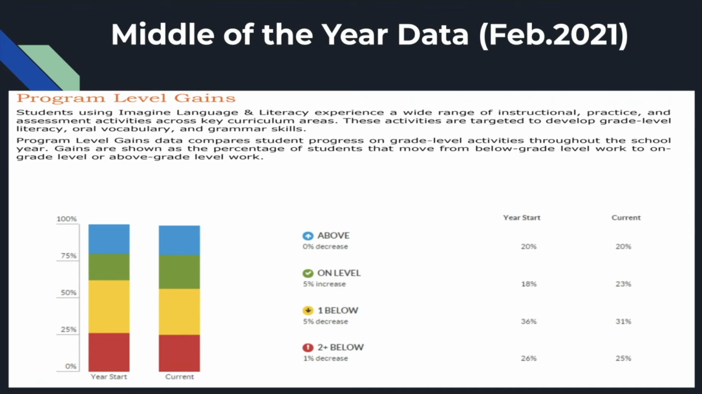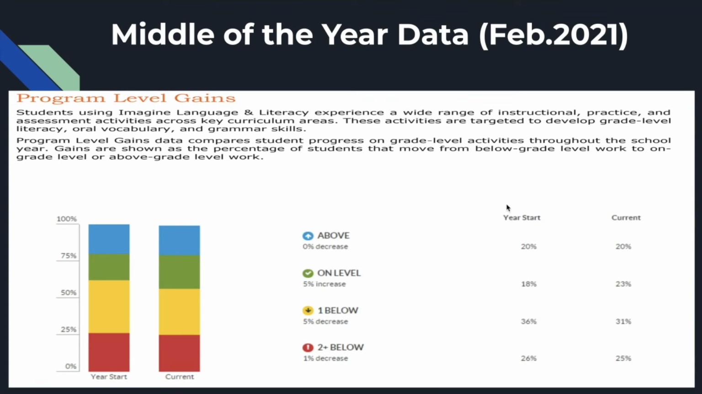When we look at the yellow for students working 1 year below grade level, that was a 5% decrease, so from 36 to 31%. And then when we look at the percentage of students working on level, that increased by 5%. So we went from 18 to 23%. And we didn't see any change in the above level. Again, this was in February, so we didn't get a chance to get that end of the year data.